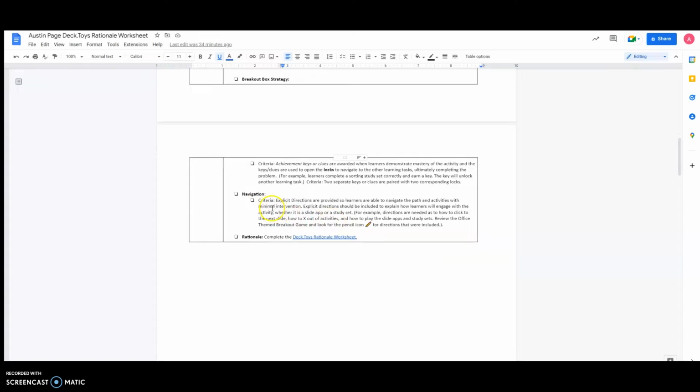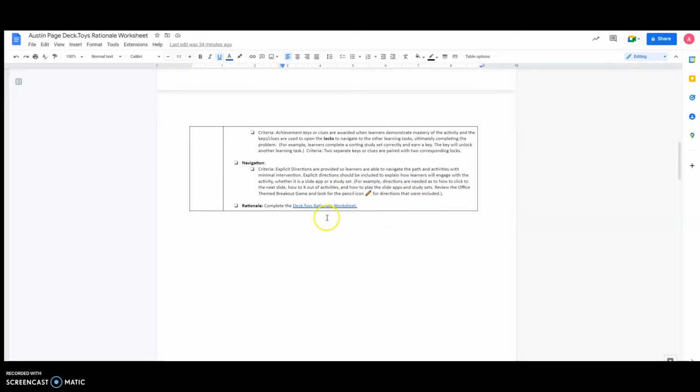For navigation, I have explicit directions. I have directions on every single slide of everything there. Anything you click on, there's a set of directions at the bottom for what to do. It tells you how to move on. It tells you what you need to do before you move on. And it also relates it back to that theme on every single one of them. So I have definitely met the navigation criteria.